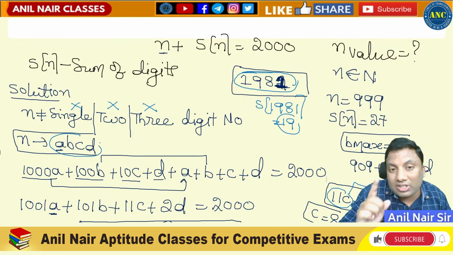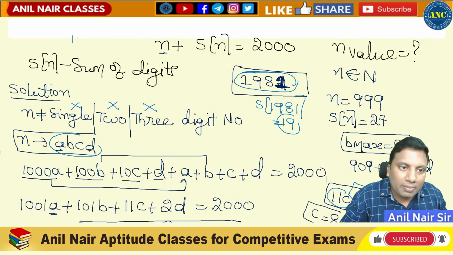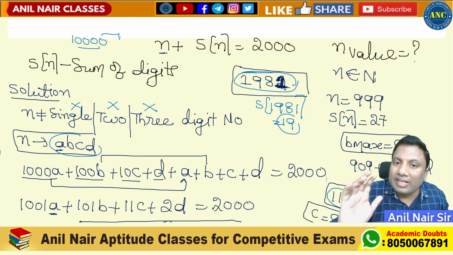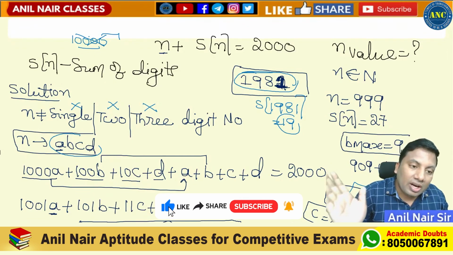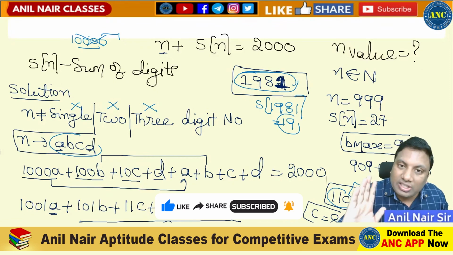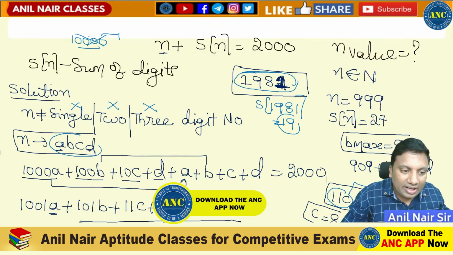What is the lowest 5-digit number? The lowest 5-digit number plus something will be greater than 10,000. So N cannot be greater than a 4-digit number. N cannot be single digit, 2 digits, or 3 digits. So N has to be a 4-digit number, A, B, C, D. This is the traditional method. I hope the idea is clear.